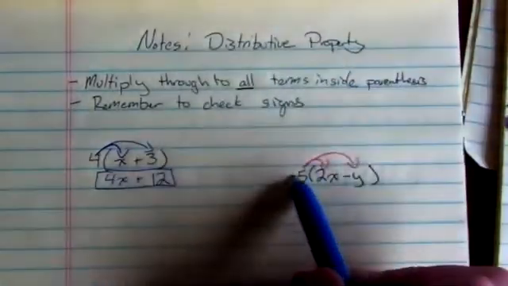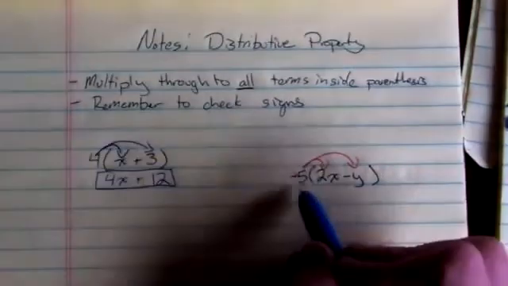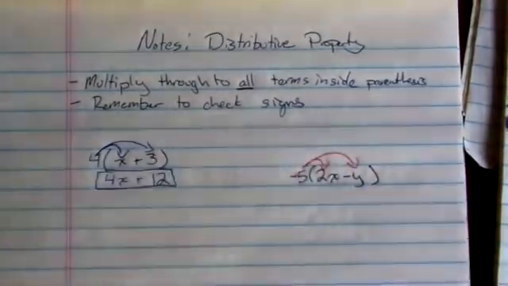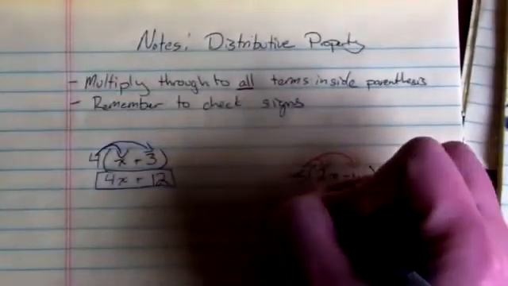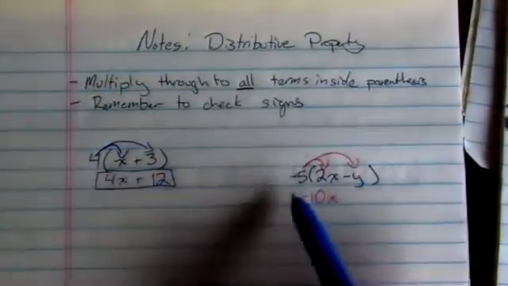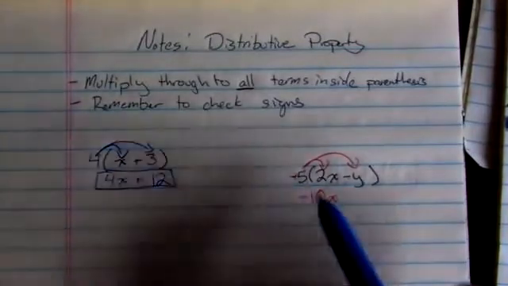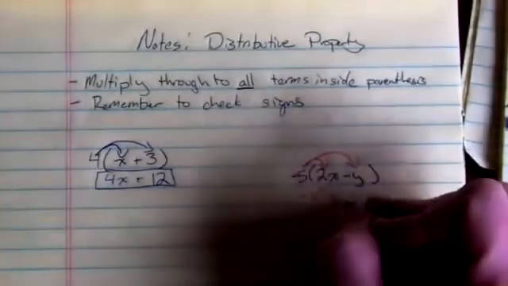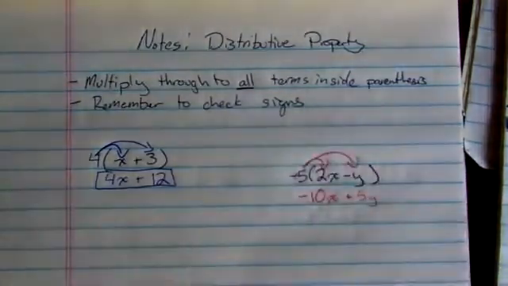But when we distribute, we're distributing the -5 all the way through. So we're actually taking -5 times 2. Negative times a positive is a negative. 5 times 2 is 10, so we'll have negative 10x. And then we're going to take the -5 times the minus y. So we have a negative and a negative, which turns this into a positive. 5 times y is 5y. Boom, we're done.